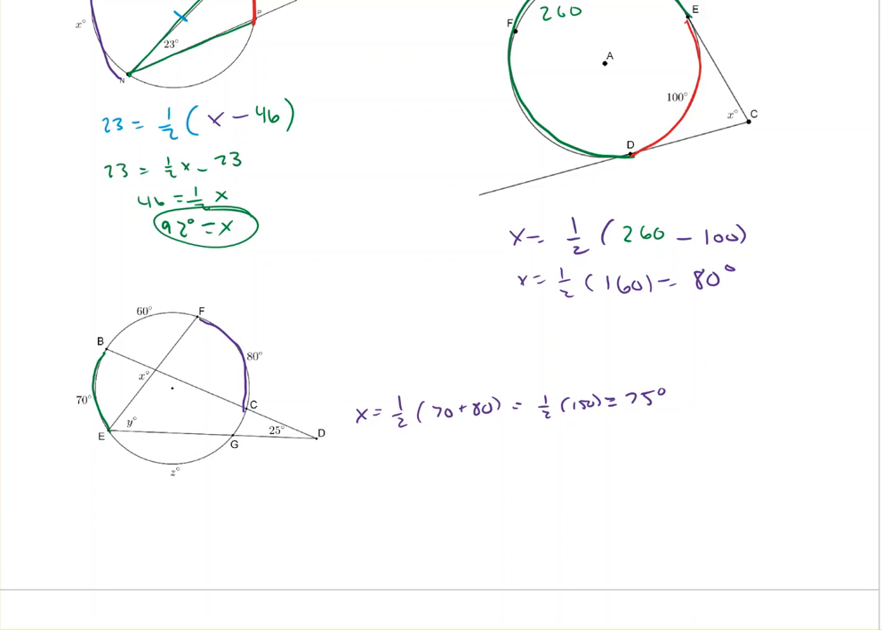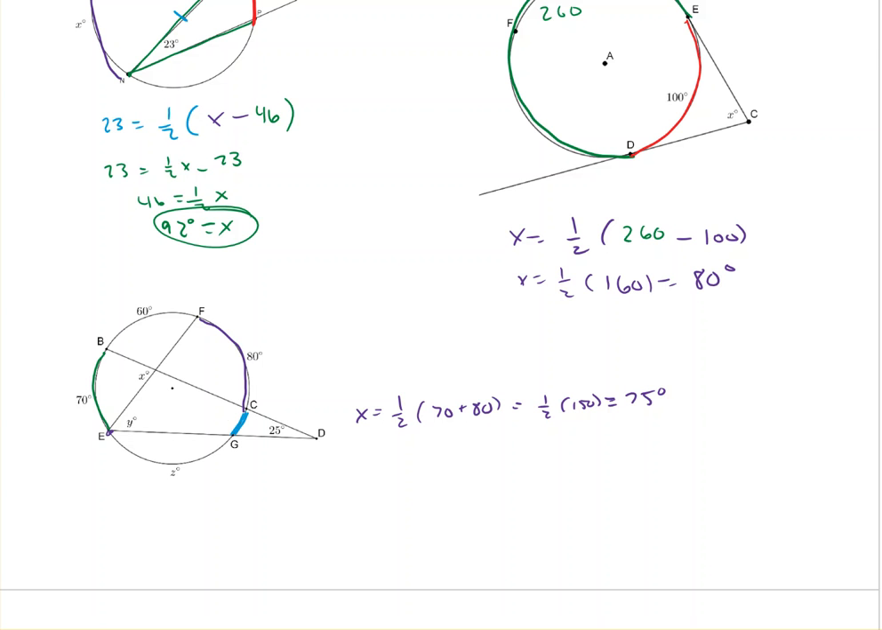Now to find the next ones, it gets a lot more challenging. I'm going to have to come up with some middle steps here because I don't have enough information for y. If I look at y, the arc that it subtends is FG. I don't know the measure of arc CG, so I therefore don't know the measure of arc FG. So I need a way of finding CG. And there's where this 25 degrees comes into play, because angle D has two secants coming from it, right? DB is a secant, DE is a secant, and I can use that information to find arc CG.